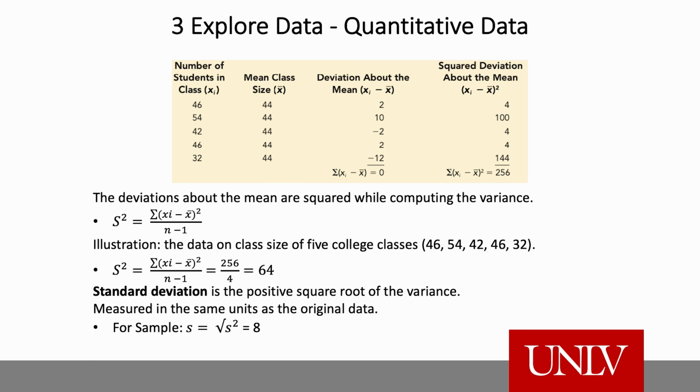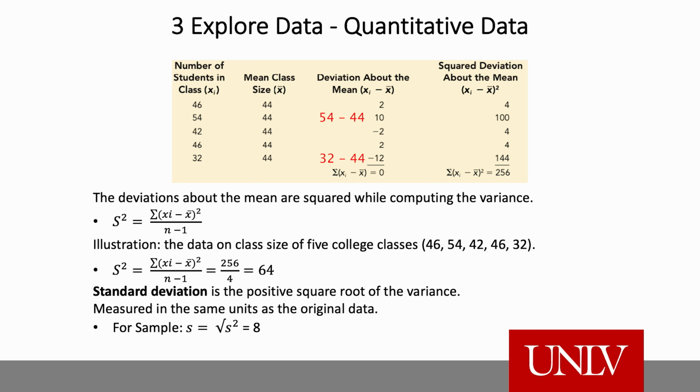This example shows how to use standard deviation to represent the variability of the number of students in a class around the mean class size. We can tell from the second column that the mean class size is 44. Then we calculate the deviation about the mean using xi minus x bar. This step shows how far each individual class size is from the average size.